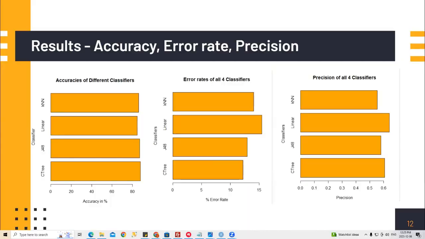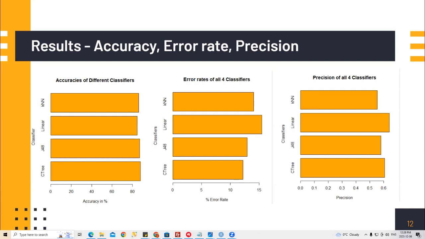The most accurate classifier was the C-tree classifier with an accuracy of 87.80%. Second place was the J48 classifier with 87.08% accuracy rate. Third place would be the KNN classifier, which had an accuracy of 85.96%. And then last place, the least accurate classifier, was the linear classifier with an accuracy of 84.53%.